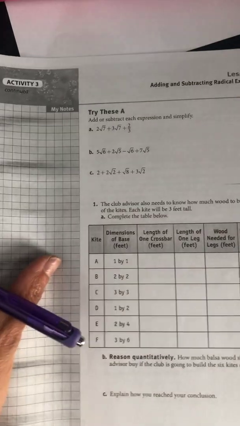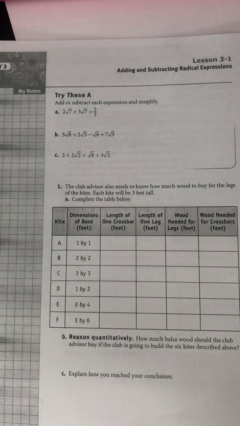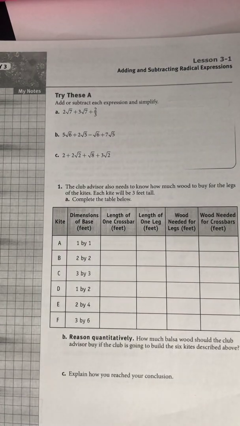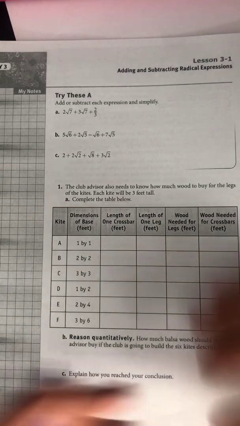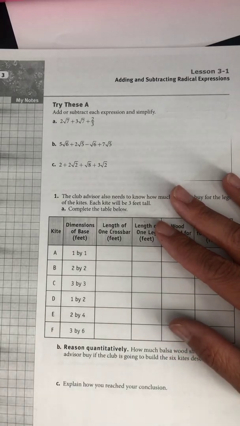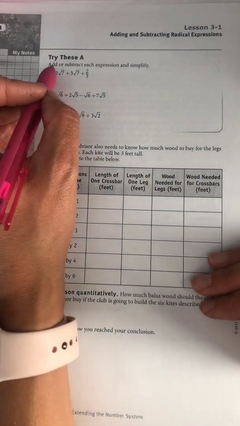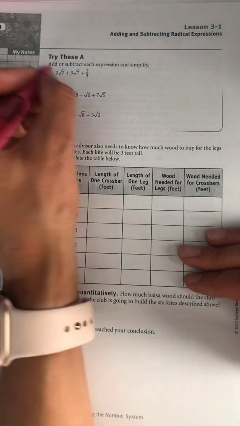Turn the page. Let's do the try these A. So we're going to add or subtract each expression, and then we're going to simplify. So we're going to do the best we can to simplify this, if it is possible to simplify. All right, let's take a look at letter A. I'm going to tilt this a little bit because I am left-handed, so I need to go at an angle. All right, so it says add or subtract each expression and simplify.